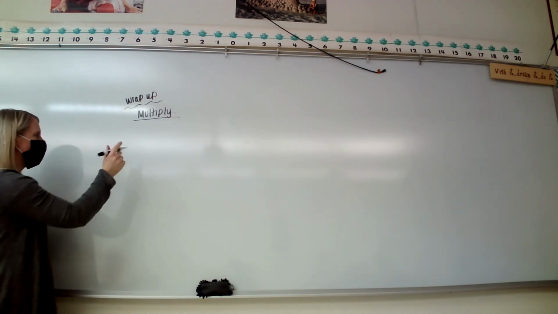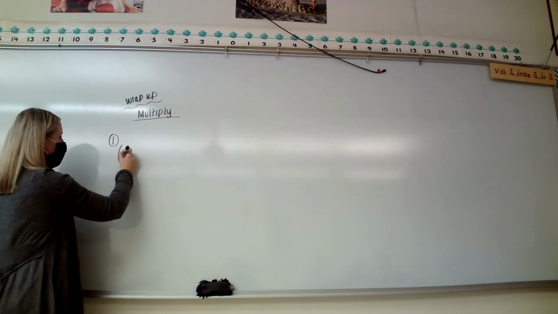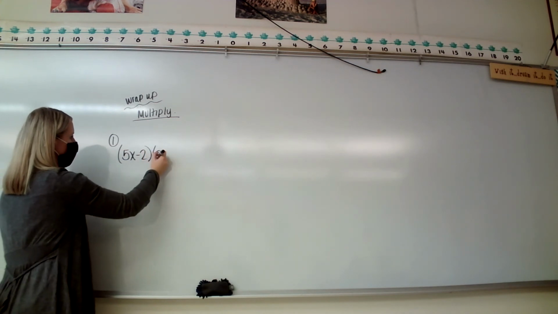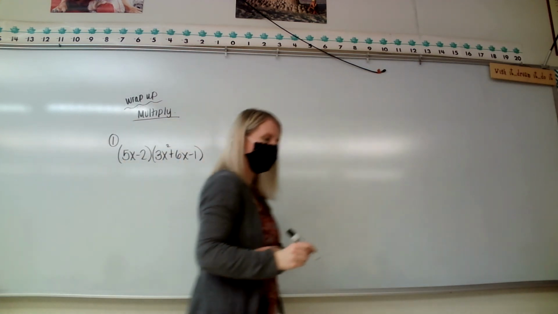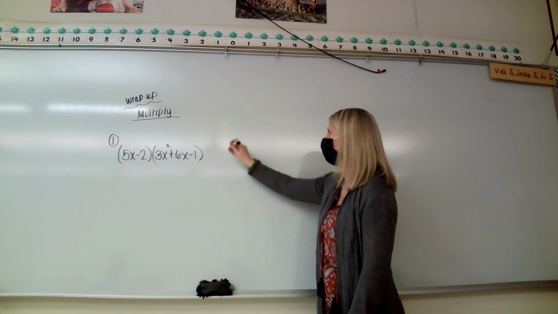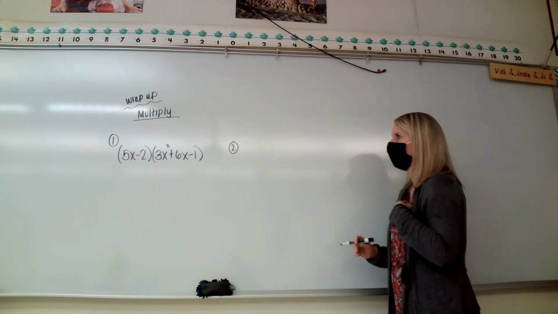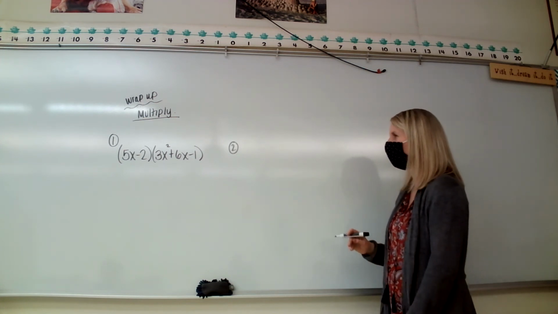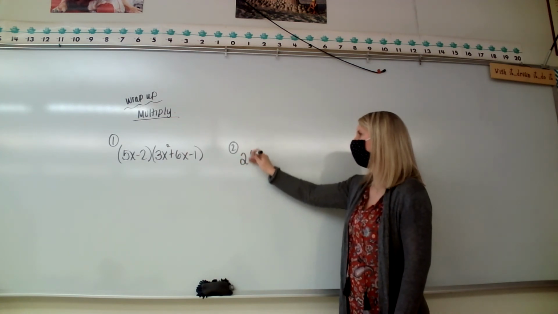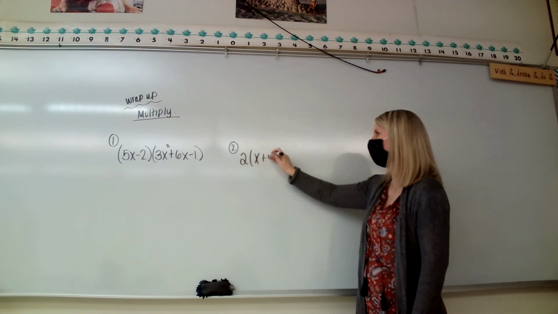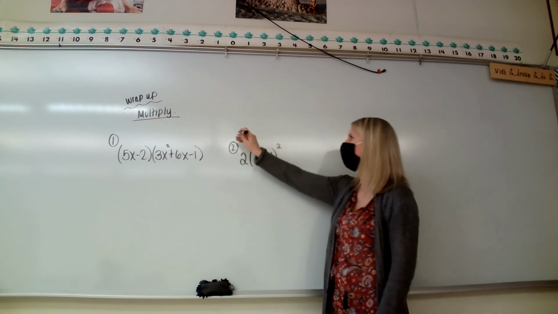All right, so one's just like the general idea of what we were going over today. So can you guys do 5x minus 2 times x minus 1? And then number 2, I gotta throw a fun one in here. I don't wanna make it too crazy, so let's do 2 times x plus 4 squared. That's what I'm just gonna say simplify.